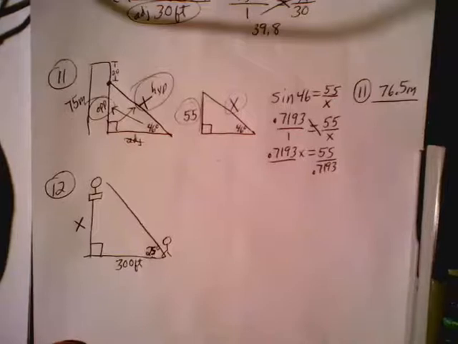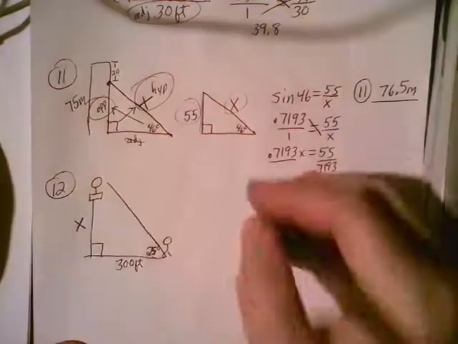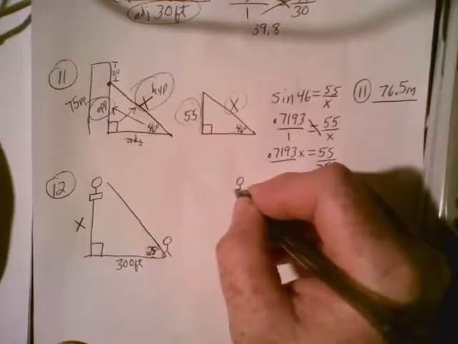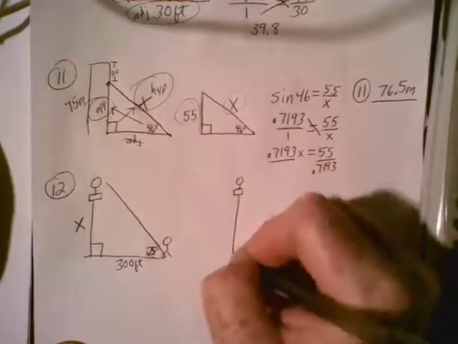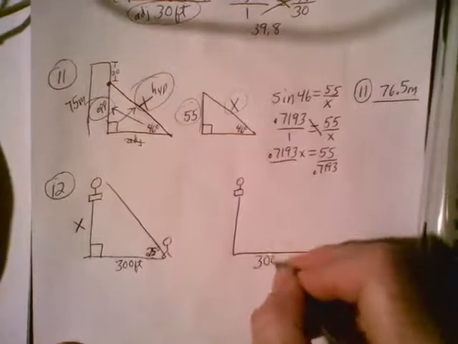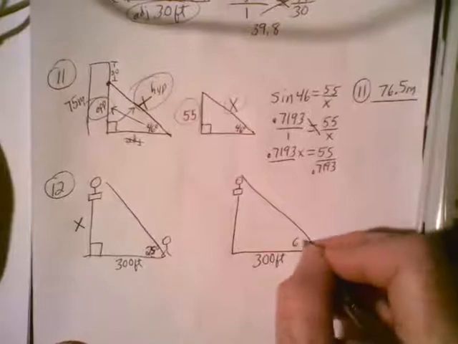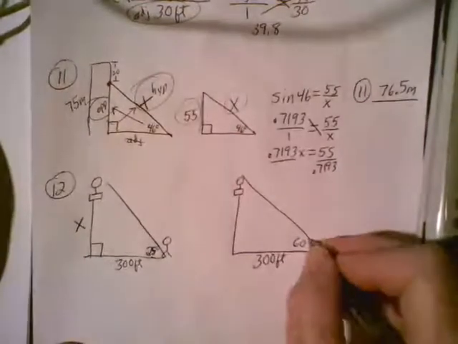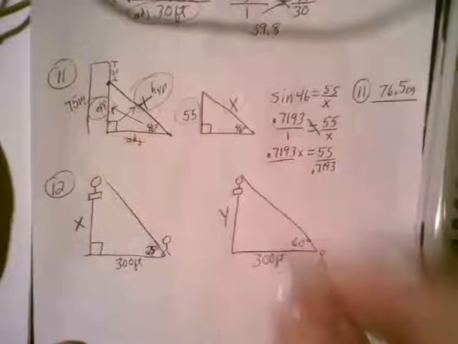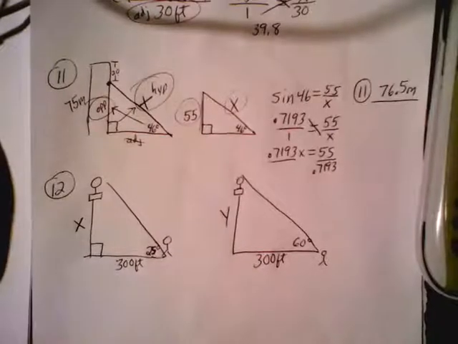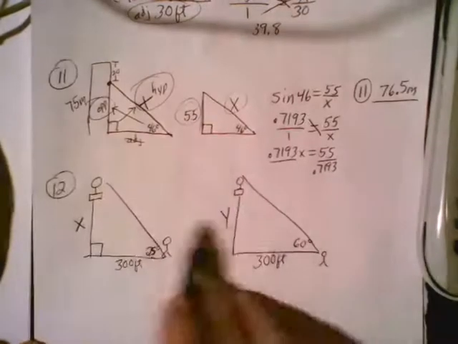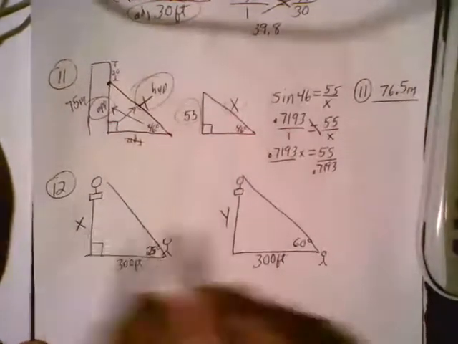Then it says at 10:02 the person observes the angle of elevation to the balloon to now be 60 degrees. So we got the balloon up here still. They're still 300 feet from it. They're looking up at the top of the balloon, and now their angle here is 60 degrees. We'll call that Y. What is the change in altitude? So we're going to figure out how much the altitude of the balloon changed.